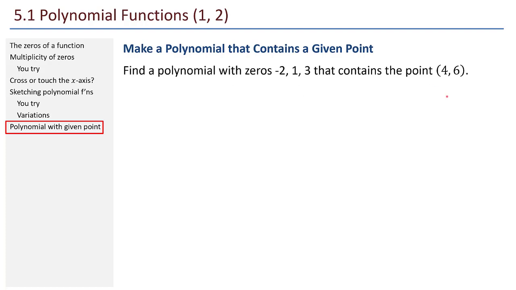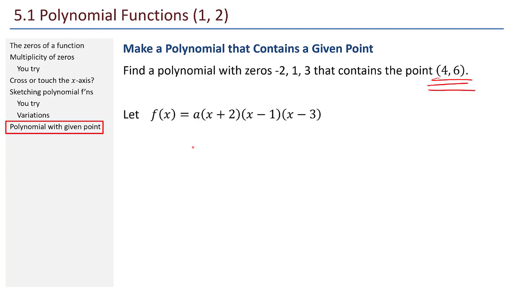Well, here's our strategy. I know the zeros, -2, 1, and 3, so I can make my 3 factors, x plus 2, x minus 1, x minus 3. But also, there might be some other number out in front. I'm not sure. In fact, I'll have to figure out what that number is in order to make the polynomial pass through my given point.